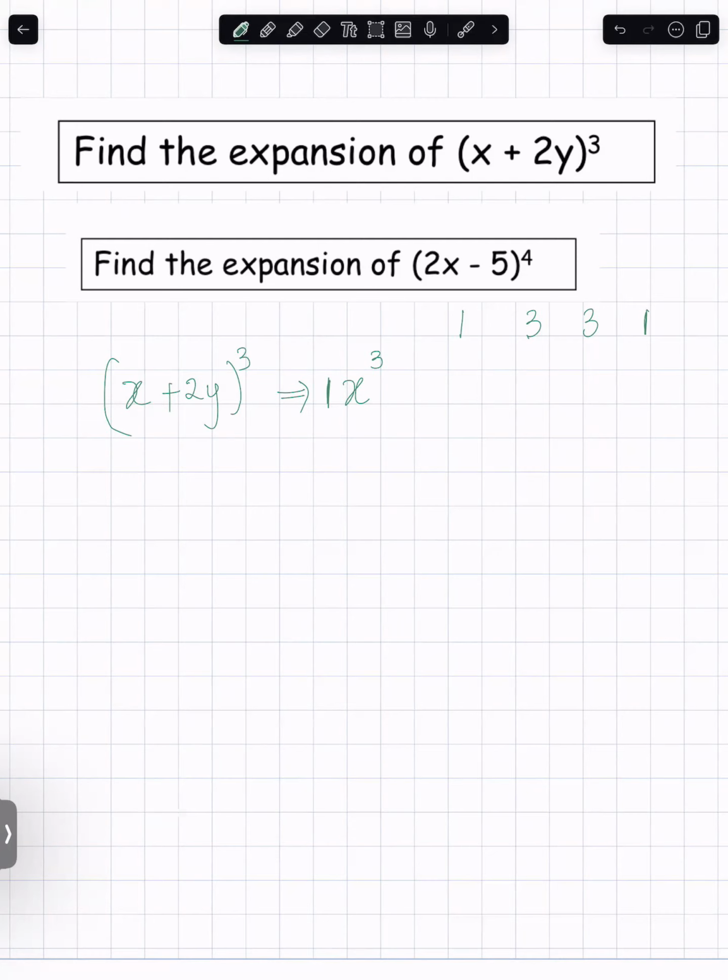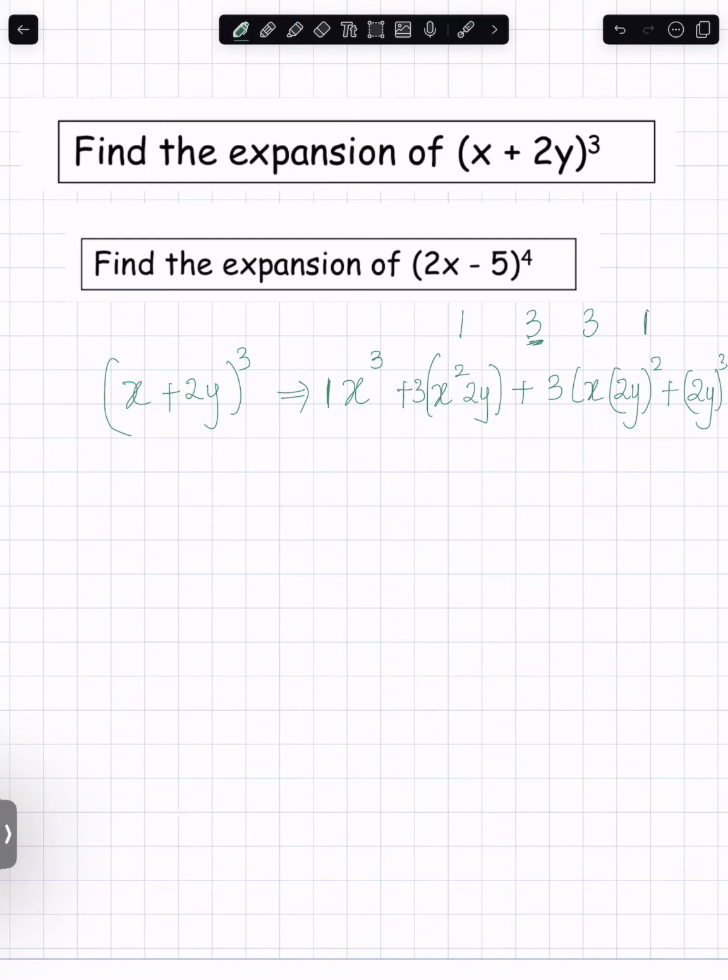Then followed by this will give me x squared. Remember there's a 3 here. I'm putting the 3 outside. Okay, so we have 3 x squared, 2y. Okay, because that first value becomes just 2y. Okay, then we'll proceed with what? Our 3. x becomes just x. Then we have 2y squared. Okay, then lastly, we'll just have our 2y raised to the power of 3. Okay, this is how it goes.